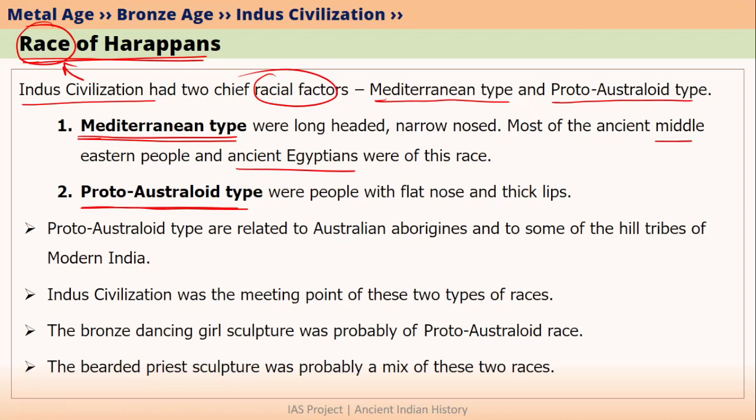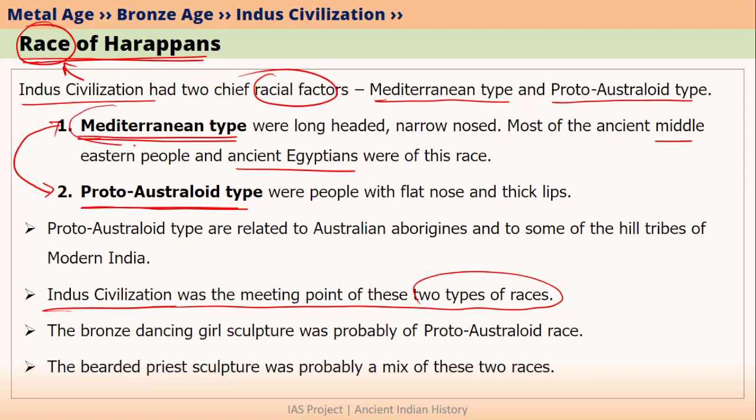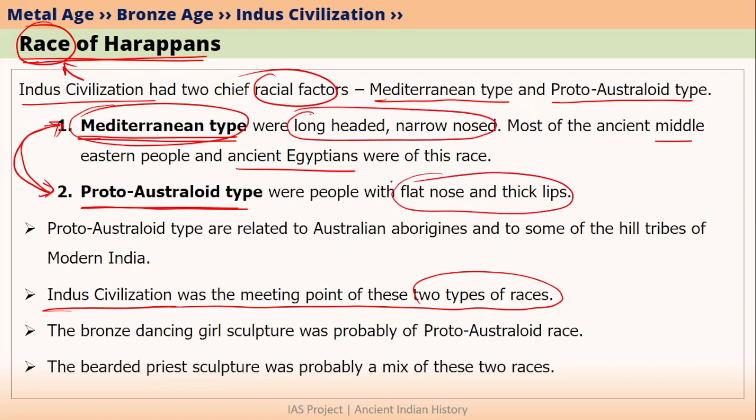So basically you can note that Indus civilization was the meeting point of both these races. That is why in India, especially in South India, people are a mix between Mediterranean race as well as Proto-Australoid race. Most of the North Indians actually belong to Mediterranean race, but South Indians are a mix of both of these. So that is why physical or facial characteristics of North Indians and South Indians generally differ.